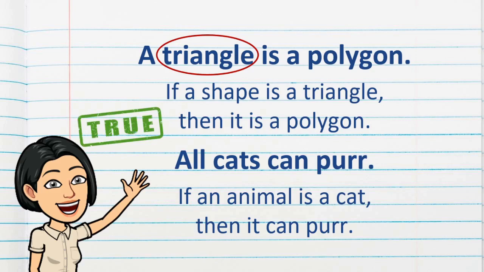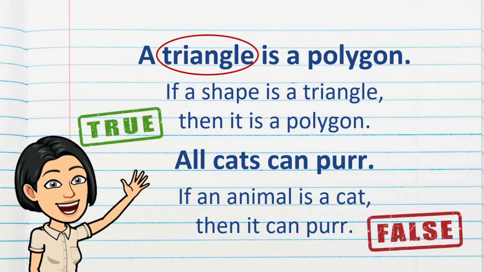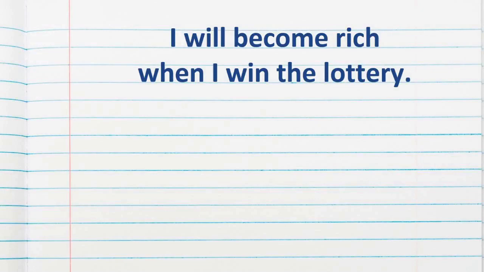How about the second one? All cats can purr. If you do some research, not all cats can purr. Not all cats have the ability to purr. So, this statement is false. How about this one? I will become rich when I win the lottery.